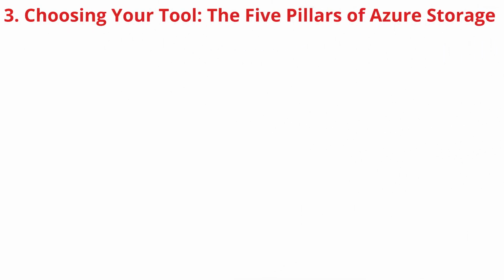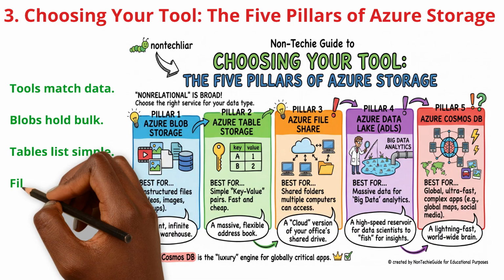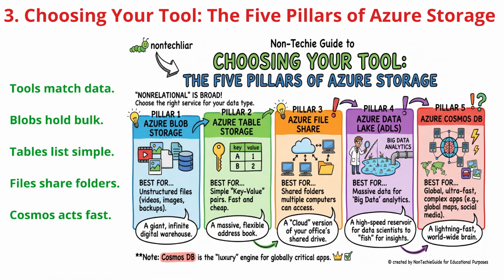Non-relational storage is a broad world, but think of it as choosing the right specialized tool for your specific data job. If you have bulk, unstructured files like videos or massive backups, you need Azure Blob Storage. It's your giant, infinite digital warehouse. For simple, fast lists of key-value pairs, grab Azure Table Storage, which acts like a massive, flexible address book.